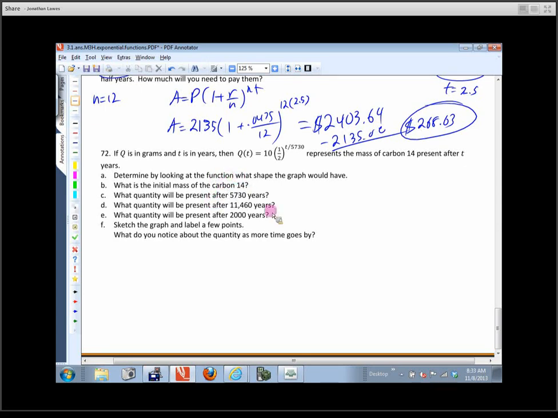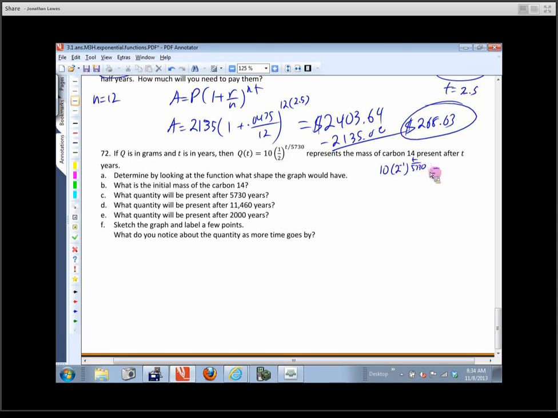And then it has 10 times 1 half raised to the T over 5730. And it says that represents the mass of carbon-14 present after T years. It says, determine by looking at the function what shape the graph would have. So this is an exponential with a base of 1 half. Or if we wanted to write it this way, I could write it 10, and then I could write this as 2 to the negative 1 raised to the T over 5730.